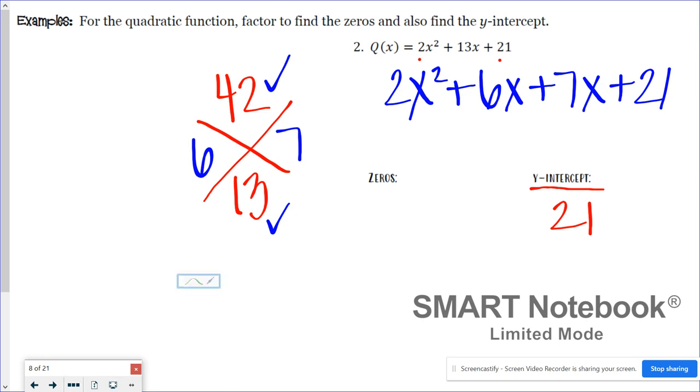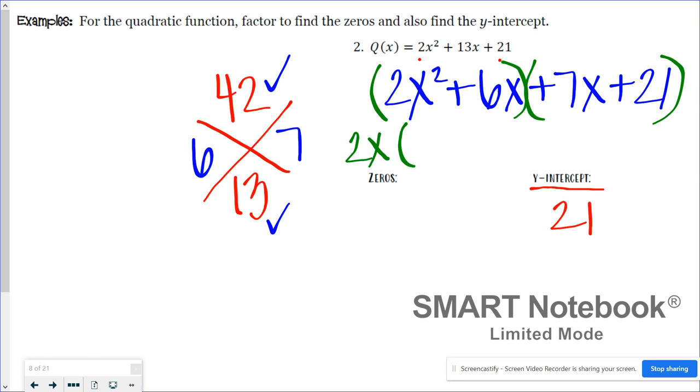So that means I'm going to group the first two terms. I'm going to group the last two terms, and I'm going to take the greatest common factor out of each group. So for this first group, that would be 2x. And then I write down what's left over, which is x plus 3. In that second group, the common factor is +7. And then what's left over is x plus 3.